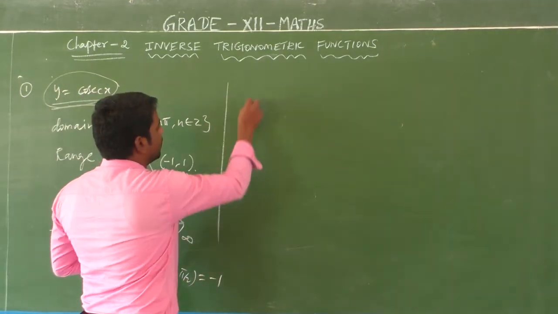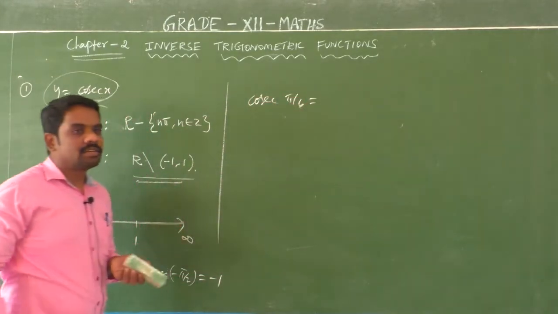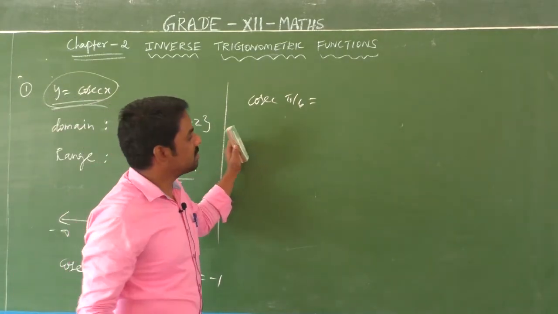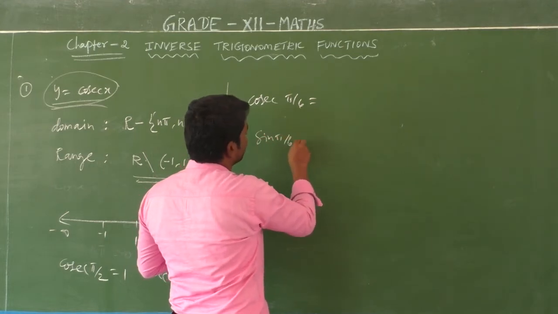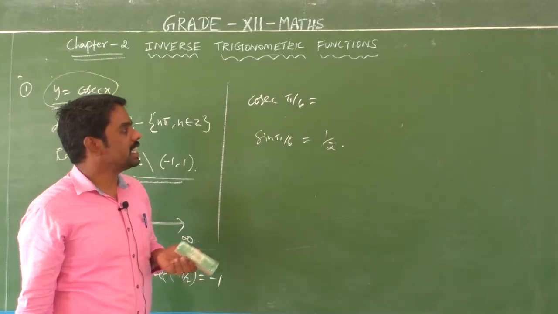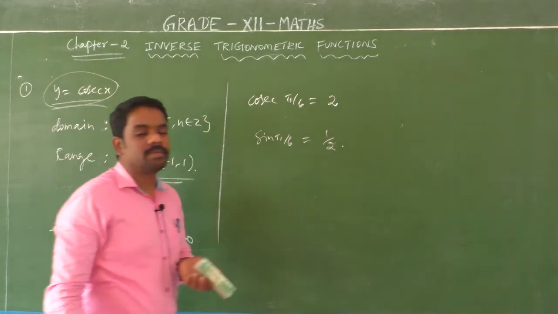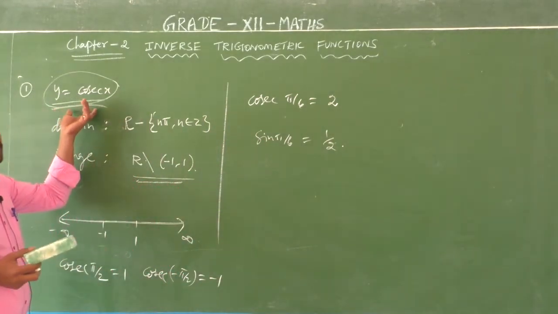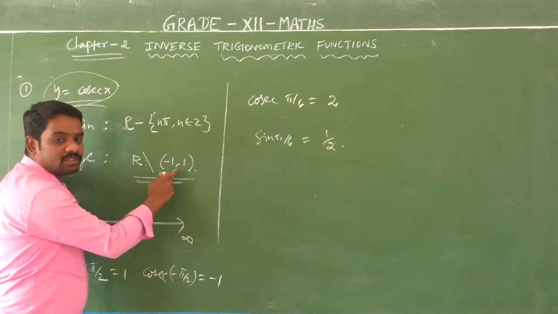And cosecant pi by 6, what value? Cosecant pi by 6 is the reciprocal of sin pi by 6. Sin pi by 6 is 1 by 2, so cosecant pi by 6 is 2. So all values of this function y equal to cosecant x are the set of all real numbers except minus 1 comma plus 1.